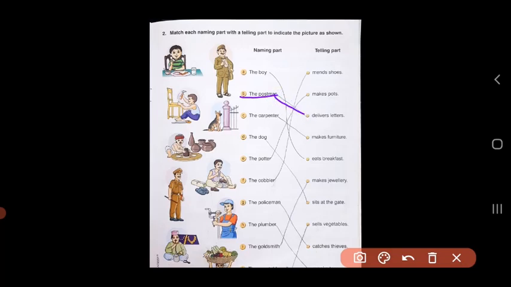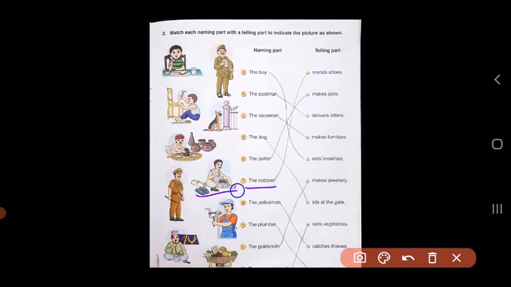Match it to delivers letters. So my sentence becomes the postman delivers letters. Third one, the carpenter, match it to makes furniture. The carpenter makes furniture. The dog over here, match it to sits at the gate. The dog sits at the gate. The potter, look over here. What is he doing? Makes pots. The potter makes pots. The cobbler.